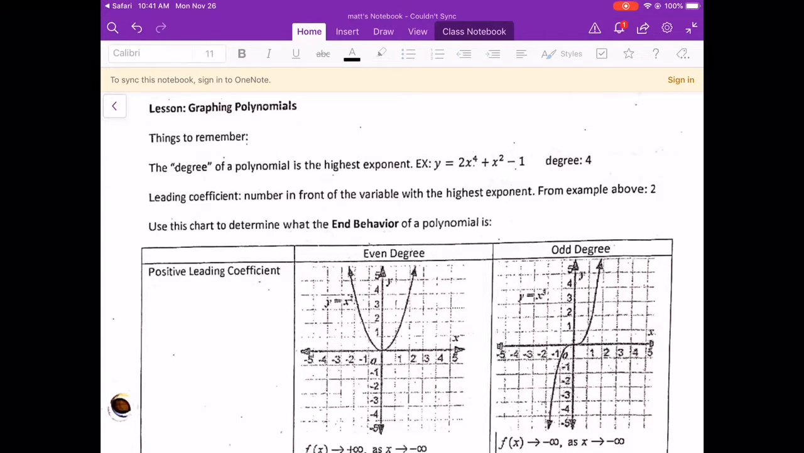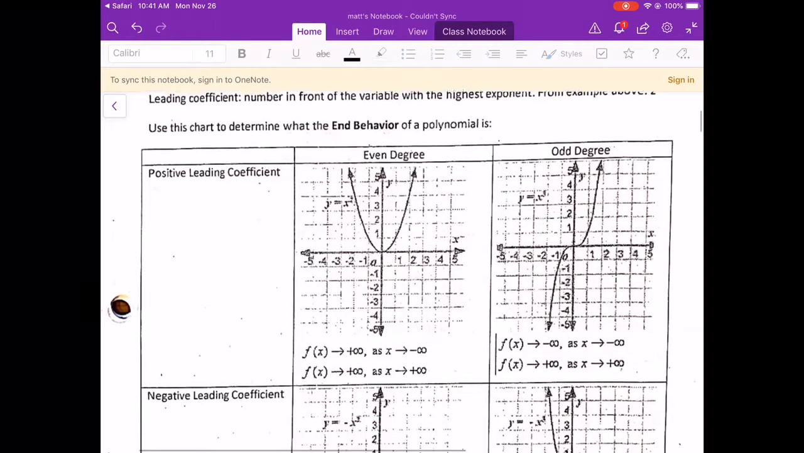And then we're going to use this chart real quick to help us with some reminders on end behavior. Remember that end behavior is how the function behaves as it approaches negative infinity on the left and positive infinity on the right. So what is the graph trending toward? What are the y values trending toward as x goes to negative infinity or as x goes to positive infinity?